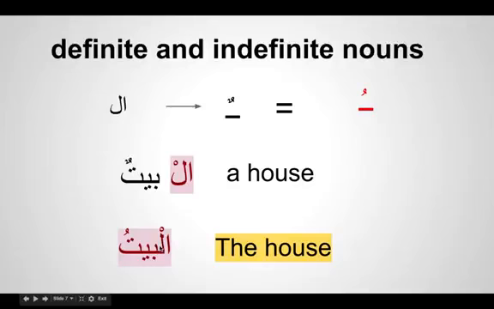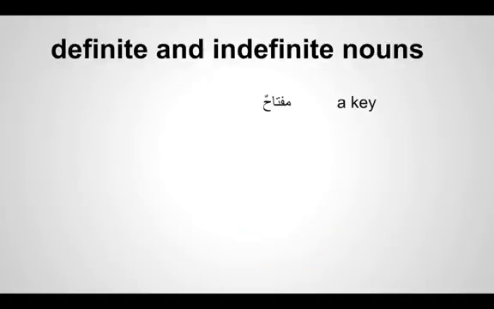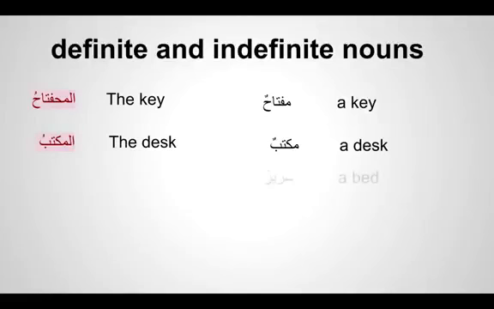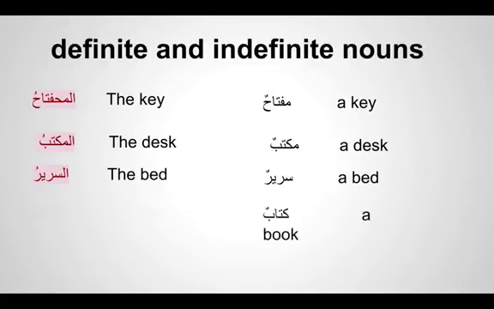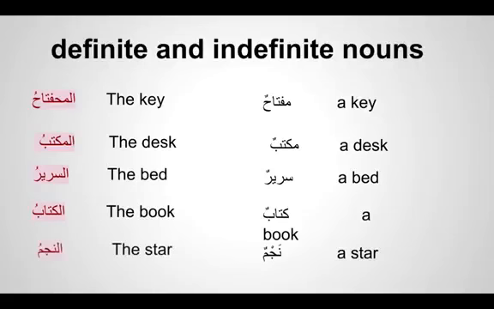So when al comes, the double dhamma or double tanween changes into a single dhamma, fatha or kasra. You got to remember. Let's do some practice, inshallah. If you see miftahun, how do we make it definite? We say al-miftahu. Maktabun becomes al-maktabu. Sarirun, as-sariru. Kitabun, al-kitabu. Najmun, an-najmu. Whenever al comes, you get a single dhamma. You have to remember this, inshallah.